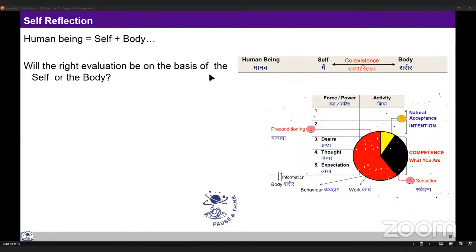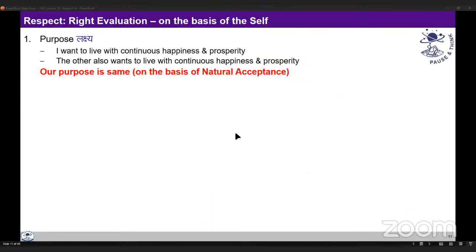We'll come ahead, but to have this clarity, let's see that. We have the clarity that I am not just the body, and the other is not just the body. I am the self, and this body is my instrument. Same with this other person. I am having clarity on the purpose. The purpose of mine as well as this other person's is the same. Whatever steps we may be taking, whatever assumptions may be there in me, ultimately I want to be happy in continuity, prosperous in continuity. That is my purpose, and that is the purpose of this other person also.